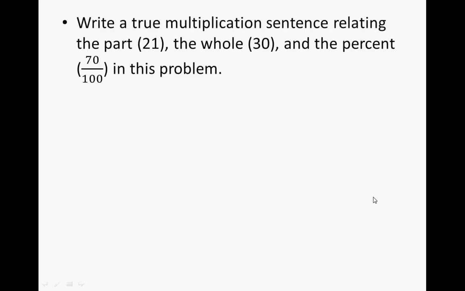So write a true multiplication sentence relating the part, the whole, and the percent in this problem. Well, that would be 21 is equal to 70 over 100 times 30. Remember, that's a change from our original problem because it was 70 times 30 over 100. But again, 70% is 70 over 100, and we can just multiply the percent by the whole.